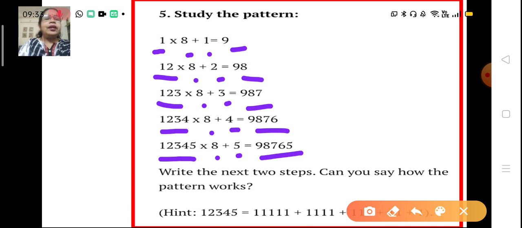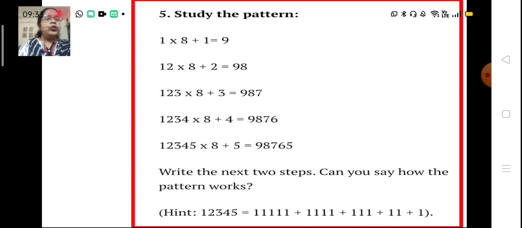9, 98, 987, 9876, 98,765. Okay, the number is increasing, but the digits are in a decreasing order, isn't it? So can we write the next two steps? Definitely we can write. Let's see how we do that.